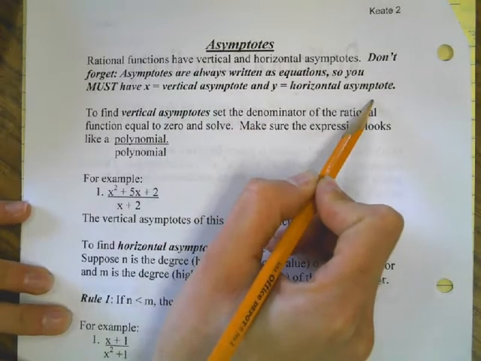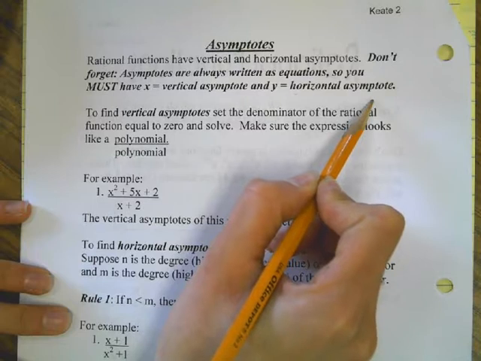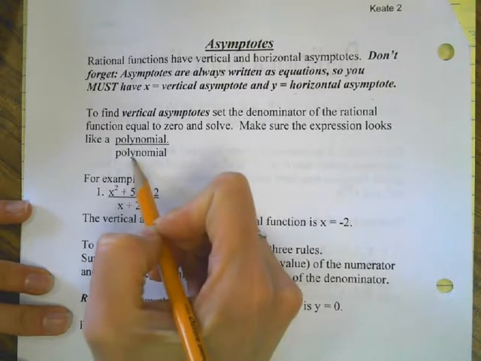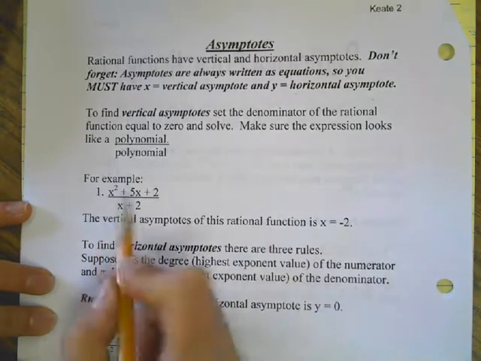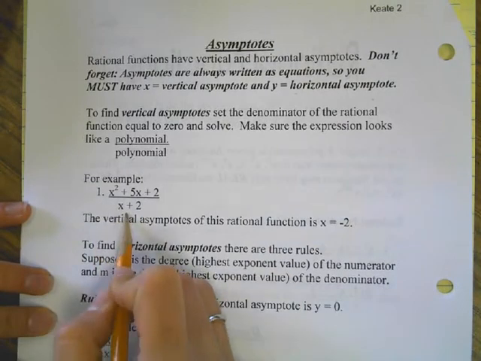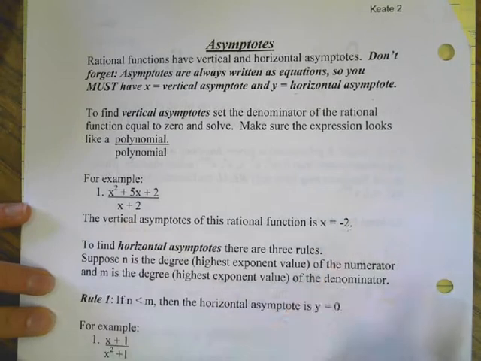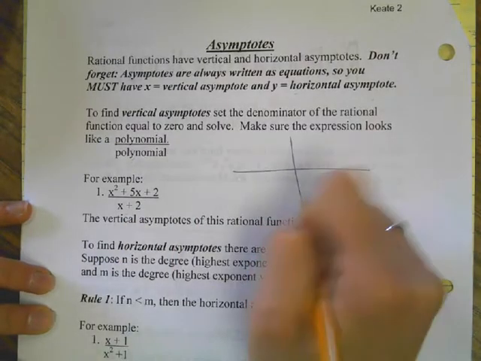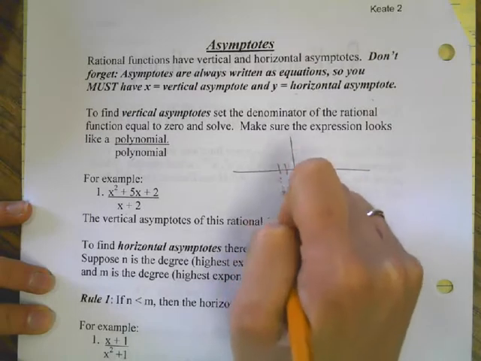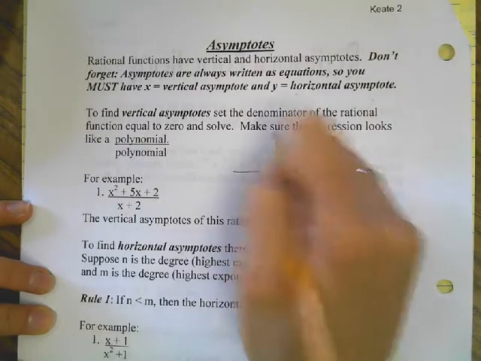Okay? To find a vertical asymptote, you take the bottom and you set it equal to 0 and solve. So here I would take the bottom, x plus 2, set it equal to 0, and the vertical asymptote for this would be x equals negative 2. On a graph, what you would do is go over here and put a dotted line. It's vertical, up and down, where x is negative 2.